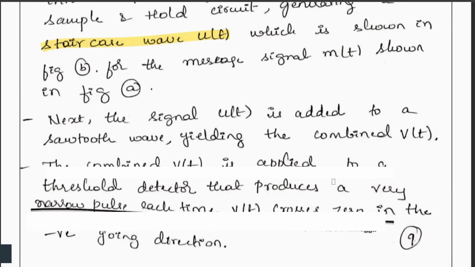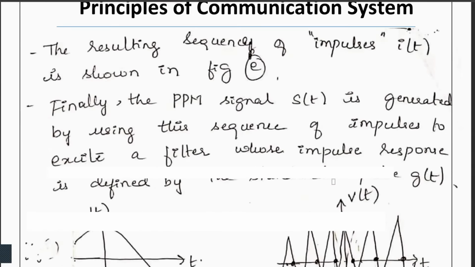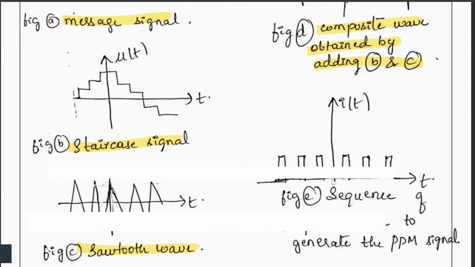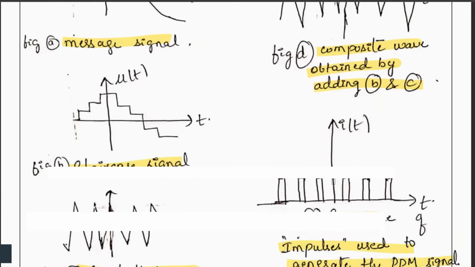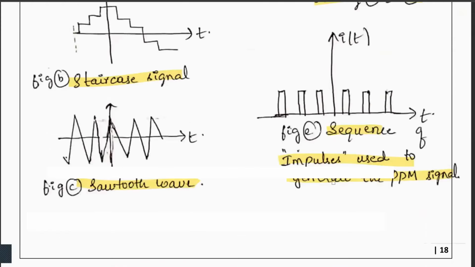This combined v of t is applied to what? The threshold detector, which produces a very narrow pulse each time v of t crosses zero in the negative direction. Next, the resulting sequence of impulses i of t is shown in figure E. That is this. The sequence of impulses is used to generate the PPM pulse. Finally, the PPM signal s of t is generated by using the sequence of impulses to excite a filter whose impulse response is defined by the standard pulse, that is g of t.